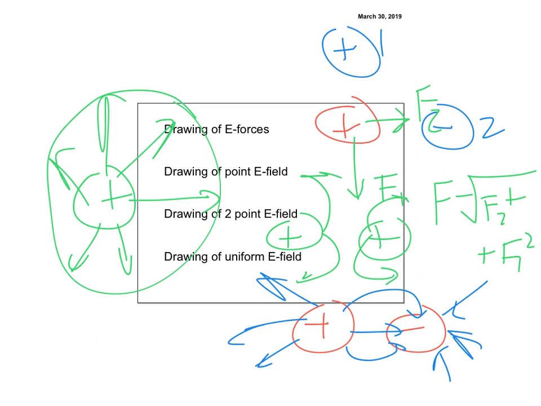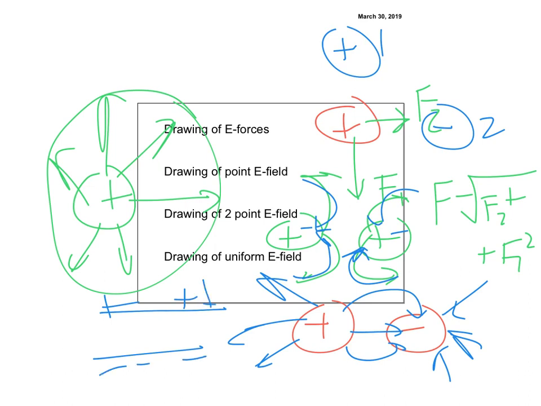If it's a uniform field, and the only thing different is if this was negative, it would point the same way. If this was a negative and a negative, then it would be the same thing, but pointing in the other direction, right? And then the drawing of a uniform E-field: if I have a positive up here and a negative down here, then I know my E-field points positive to negative, and it's uniform, so the spacing, you notice, is all the same.